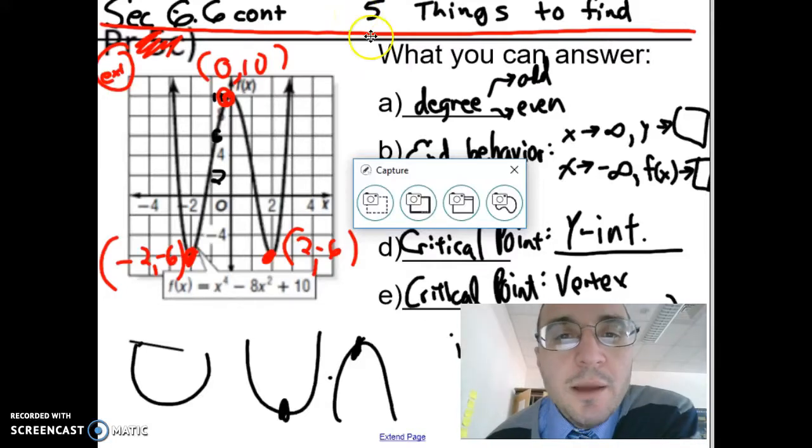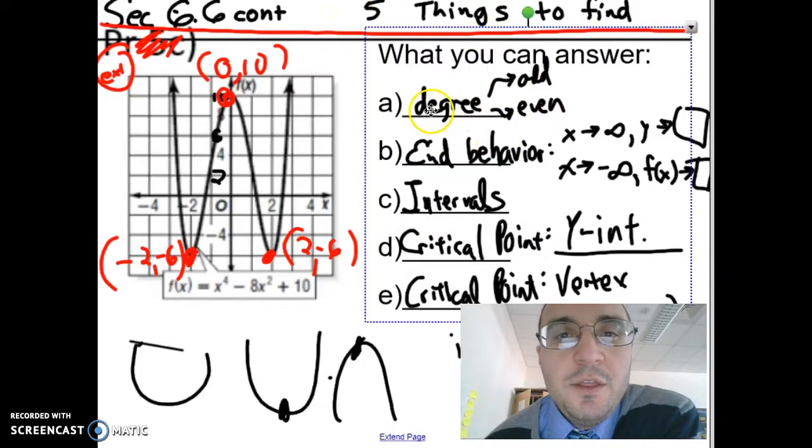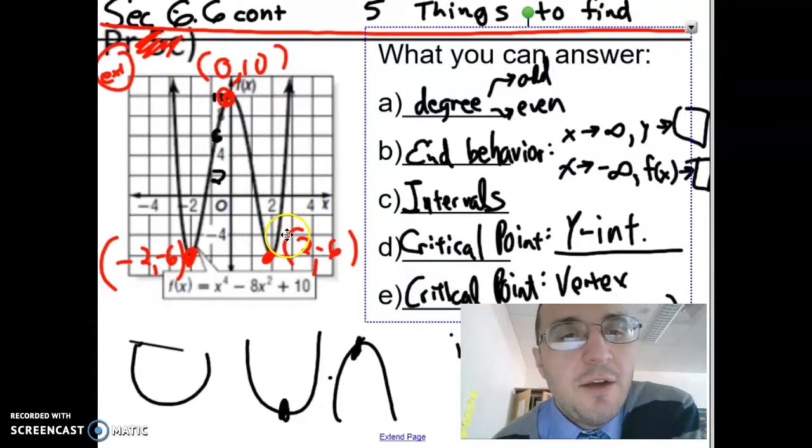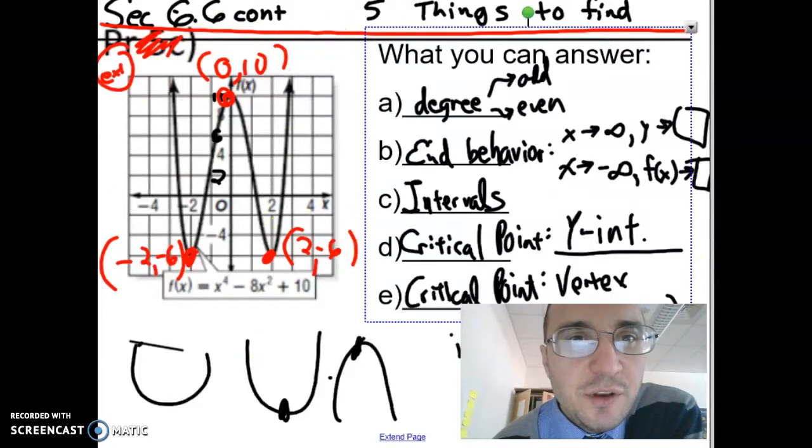Hello, everyone. I'm going to be discussing the 5 things you need to know, and we're going to go into detail about the things that you're going to have to perform in order to get everything correct on this next section. So as you can see, we're looking at this graph here. This was a graph that goes down to (-2, -6).